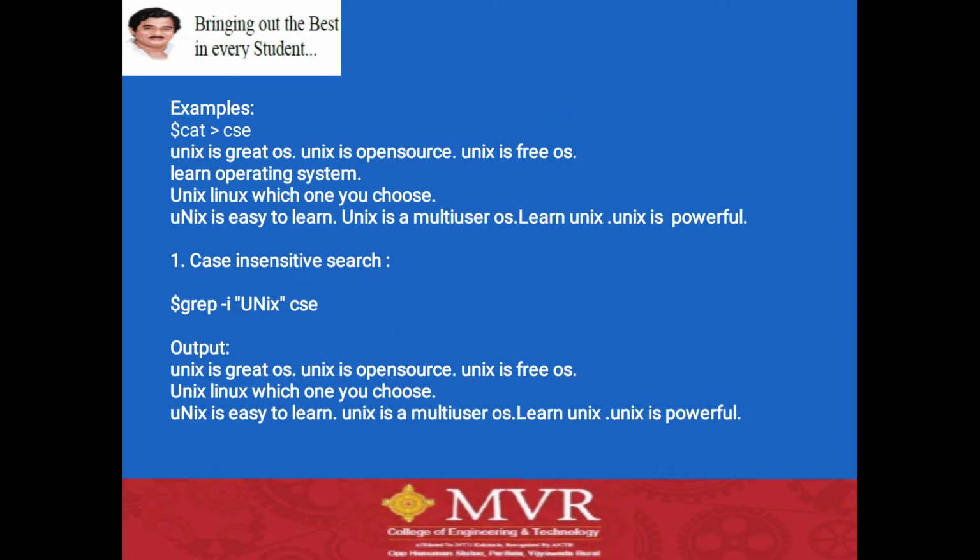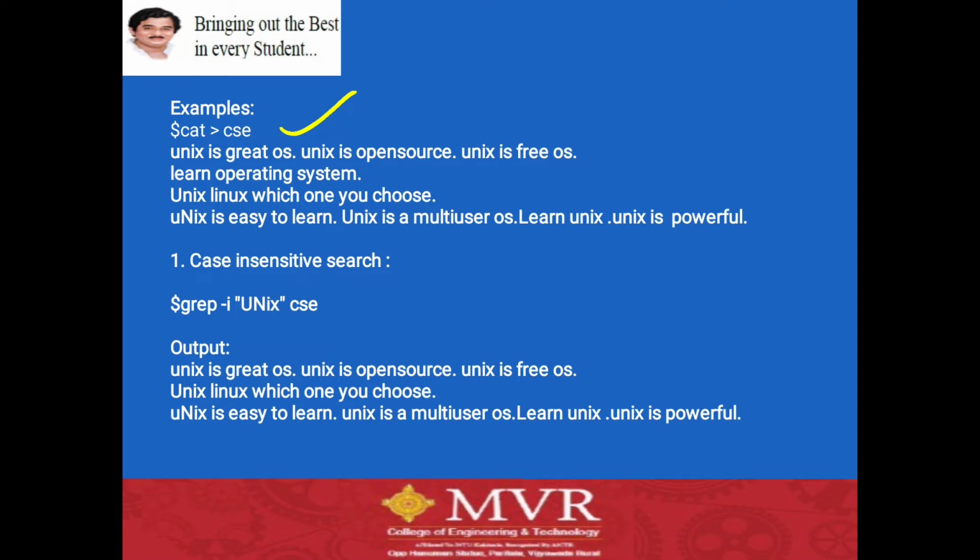Let us see an example here. What I have done is I have created one file, say for example the CSE file, with the use of the cat command. As we are all aware, cat > CSE will create a file. In that file I have stored some content like: Unix is great OS, Unix is open source, Unix is free OS, learn operating system, that is in the second line. Then Unix, Linux, which one you choose. Then the fourth line: Unix is easy to learn, Unix is a multi-user operating system, learn Unix, Unix is powerful. I have created the file CSE with the contents which are shown in the slide.